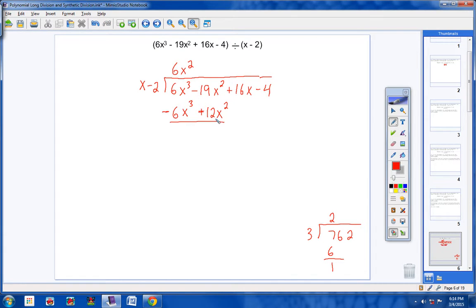So here we go. 6 plus negative 6 cancels out. Negative 19, positive 12, negative 7x squared. Got it? So pretty good so far.